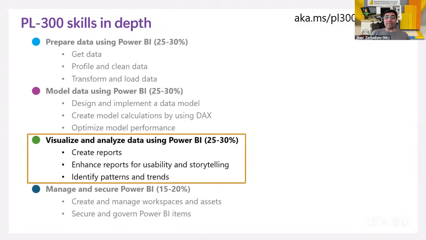Let's go one level deeper into each of those four areas, because the subskills matter just as much as the headline percentages. Under preparing data, 25 to 30%, you've got getting data from various sources, profiling and cleaning it, and then transforming and loading it. Under modeling data, also 25 to 30%, you are designing and implementing the data model itself, creating calculations with DAX, and optimizing model performance so reports stay fast.